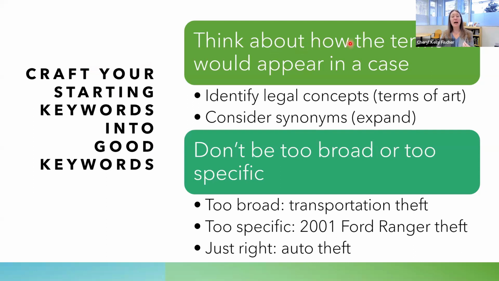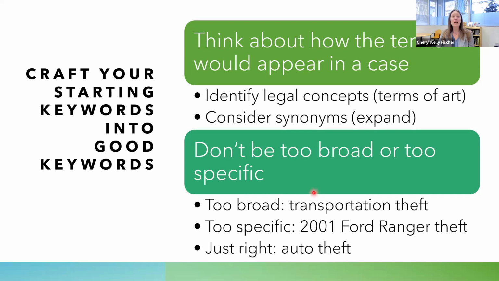You're going to think about how likely those starting terms are going to be to appear in a case. If it's not very likely those exact terms are going to appear, then you're going to want to craft them into terms that will appear. You want to identify the legal concepts, perhaps the terms of art that are used to describe that concept. You want to consider synonyms for your factual terms and maybe expand them beyond the narrow factual term that you have down as your starting point. You don't want to be too broad, but you also don't want to be too specific.